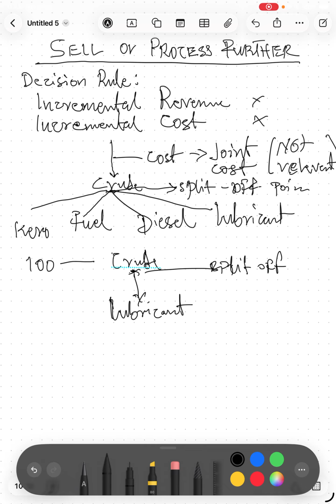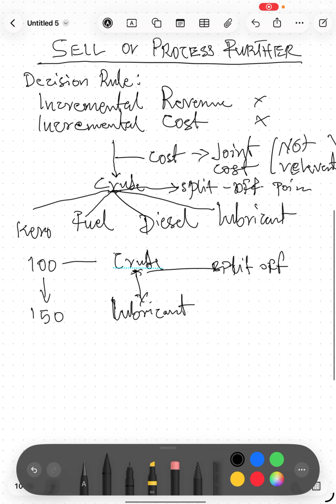And you now find out that if I produce crude and refine it further, I can produce lubricant and sell at 150. So you can see, this is more revenue for you. There is an increase in revenue, what you call incremental revenue, 50. Looking at this, you say, this is better for us. There's an incremental revenue added to the 100 naira, which means we are making 50 more added to the 100.